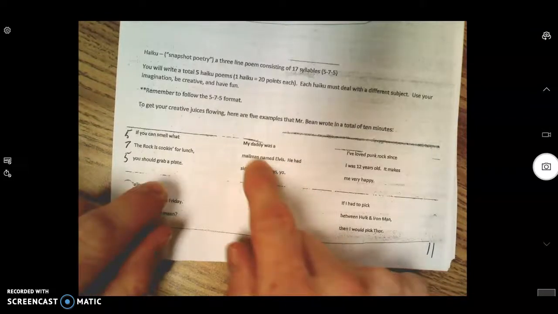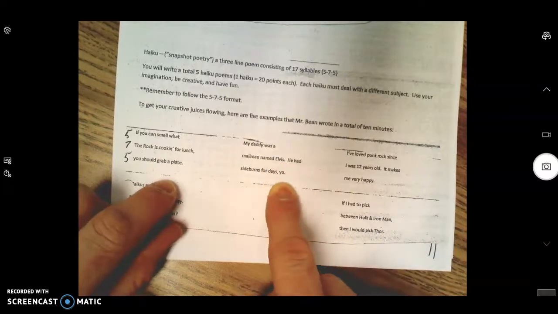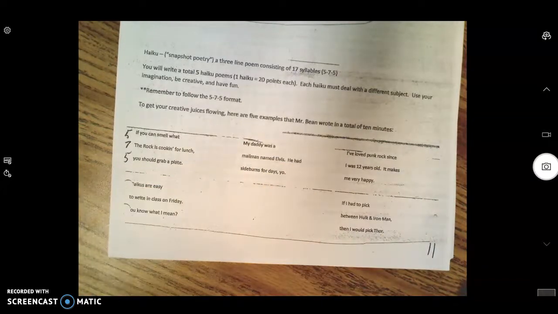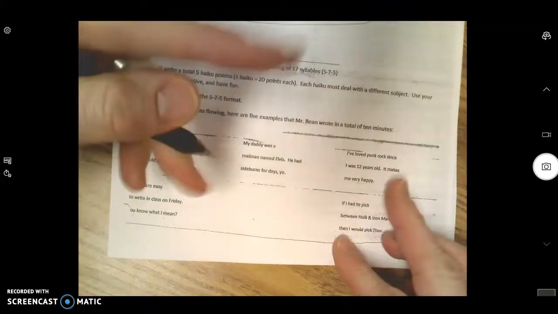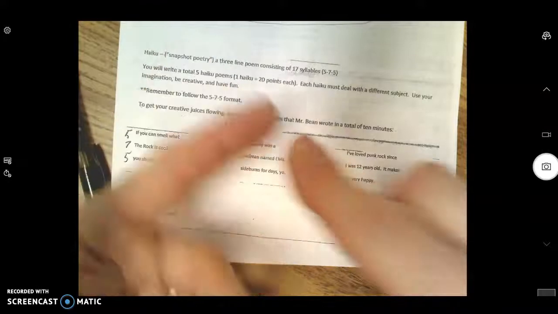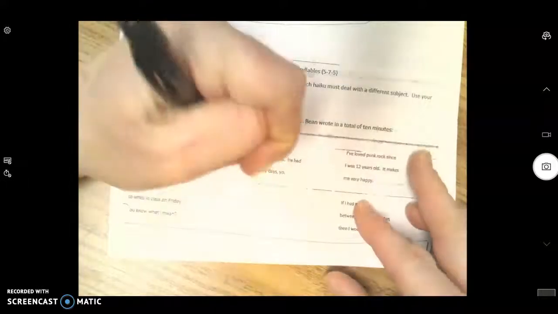Ooh, this one's kind of cut off, so let me jump over here. My daddy was a mailman named Elvis. He had sideburns for days, yo. Doesn't make a lot of sense, but that's okay. Check it out. My daddy was a. That's 5. 5 syllables. Mailman named Elvis. He had. That's 7. Sideburns for days, yo. That's 5.